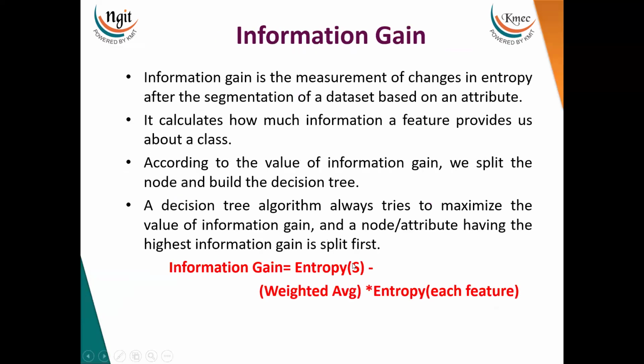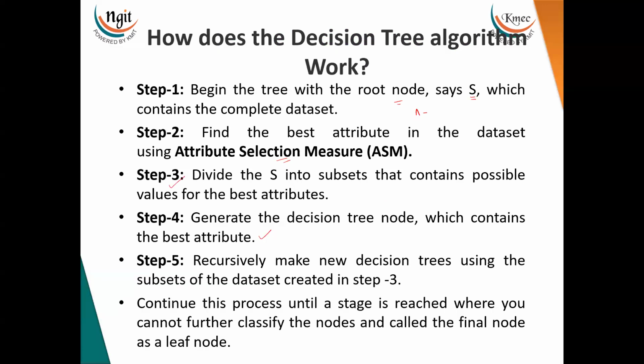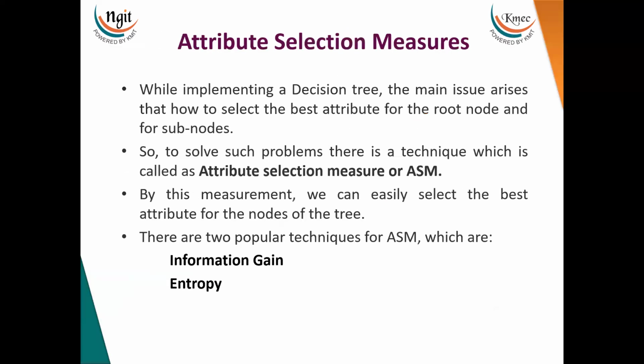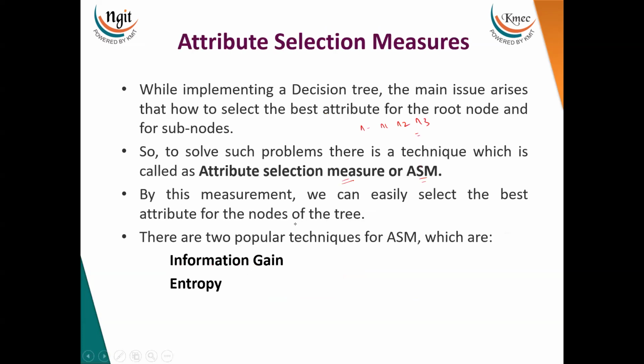And coming to the attribute selection measure, in the very second step, we are saying that we have to choose the best attribute. While implementing this decision tree, the main issue that arises is how to select the best attribute. We have n number of attributes. From that n number of attributes, which is the best? To solve such problems, we have a technique that we call the attribute selection measure, or simply ASM. By this measurement, we can easily select the best attribute for the nodes of the tree.